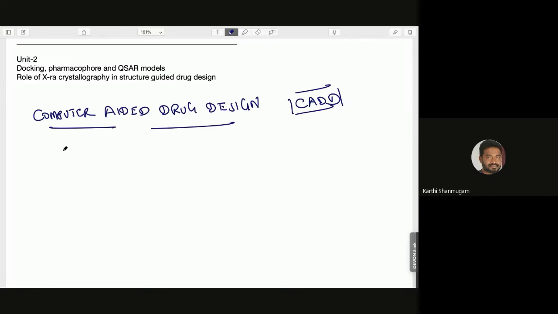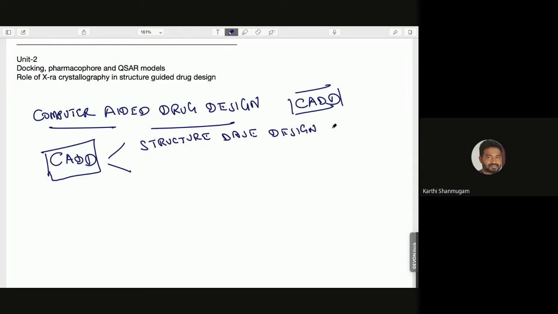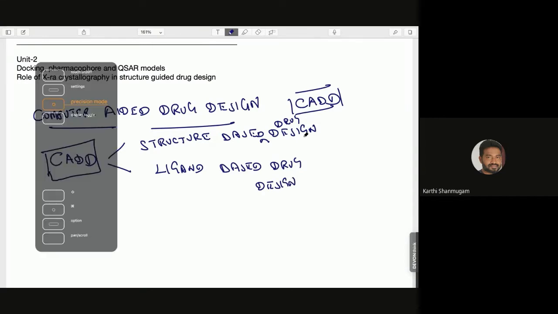So basically, we can classify this computer aided drug designing into two major classes. One is called structure based drug design. Hope the same is covered in the Schrodinger workshop also. Structure based drug design. So another aspect is called ligand based drug design. Ligand based drug design. So hope my screen is clearly visible, right? What I'm writing. Yes, sir.